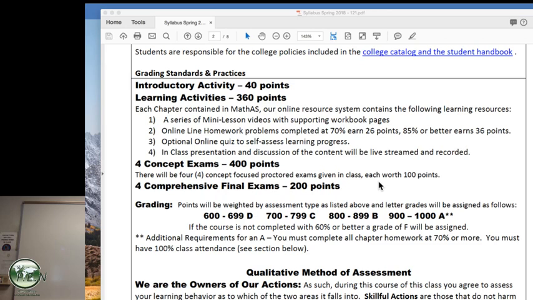I put a caveat here on the A. The additional thing is you must complete all of the homework, at least at 70%, because I do give extra credit, so it could be possible you could get an A and actually have not done a section or something. And also that you'll have attended 100% of the class. And again, you'll be able to attend 100% because of the online streaming. So if you're not here in class, at least take a look at the video.